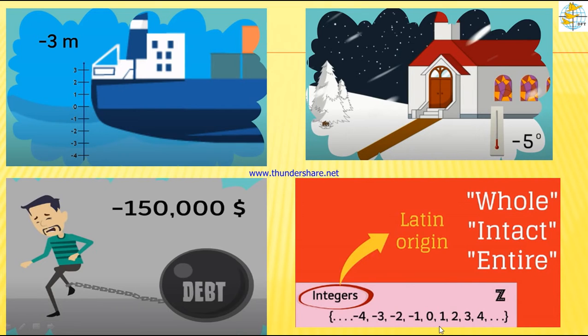Negative numbers along with a set of whole numbers are called integers. Integers are of Latin origin. It means whole, intact, entire. Integers are represented by the symbol Z.